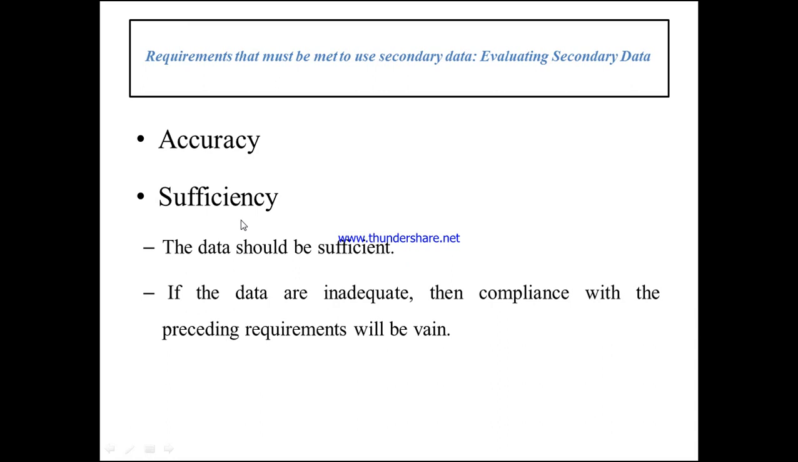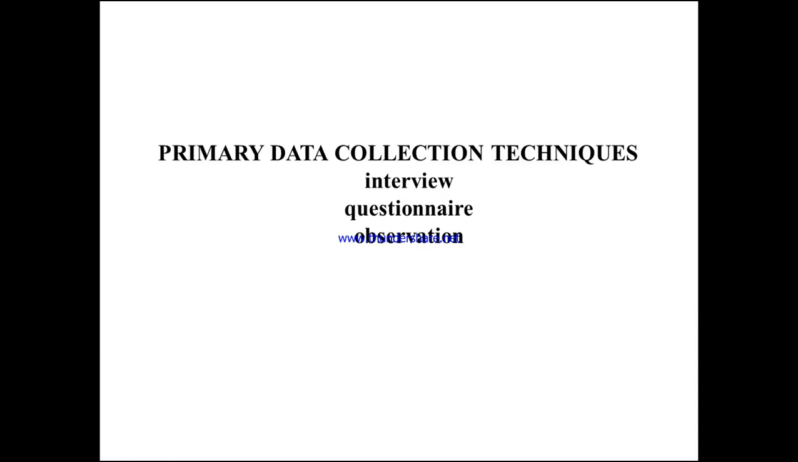Sufficiency is the last point that we will see in evaluating the secondary data. The data should be sufficient for your study purpose. Before using the secondary data, you need to check whether it is sufficient or not. In terms of sample size, in terms of the number of years that the secondary data involves, we need to check its sufficiency. You may need 5 years data. You may need 10 years data for your study purpose. So whether the available data is sufficient or not, you have to check.